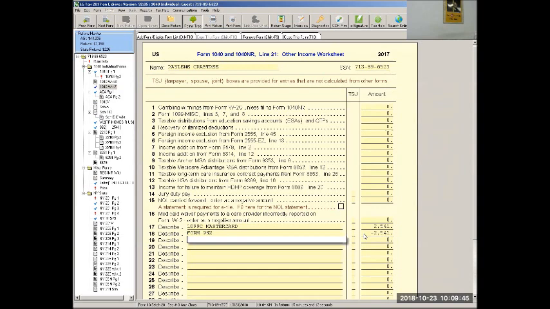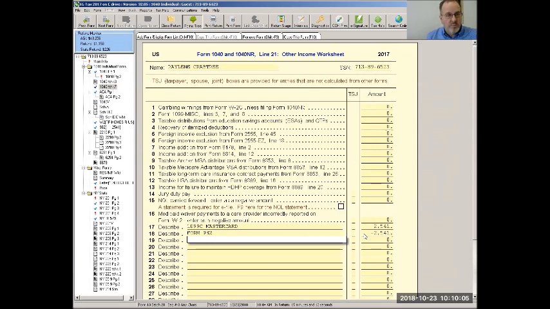Now go back to 1040 page one, and go to line 21. It should be clean. There you go. Okay, but like I said, always make sure that you go into that line 21 and get that worksheet to enter that stuff, okay?